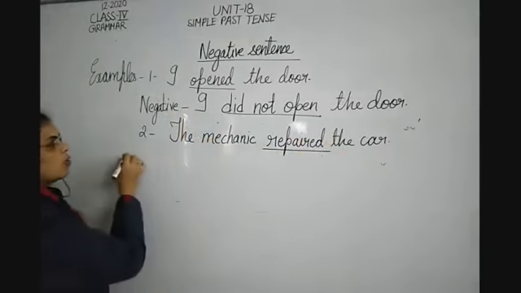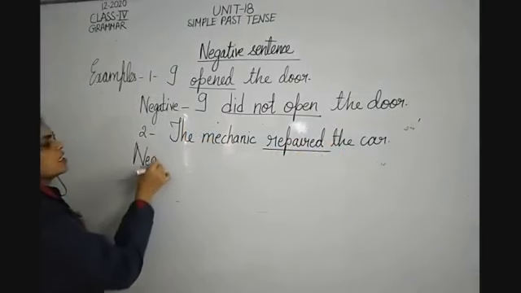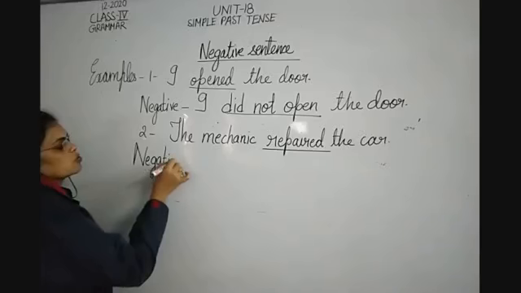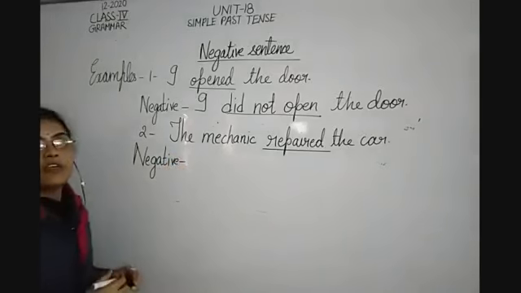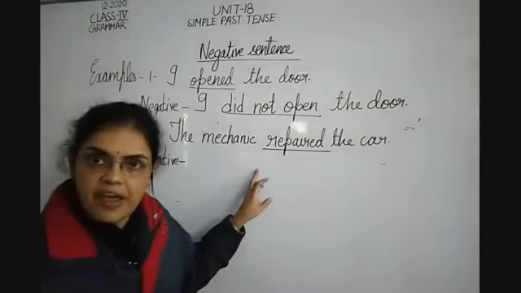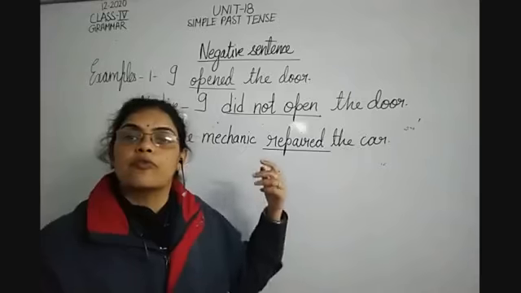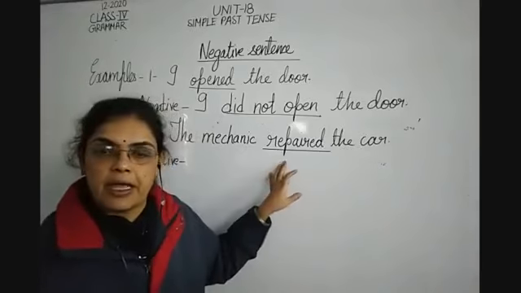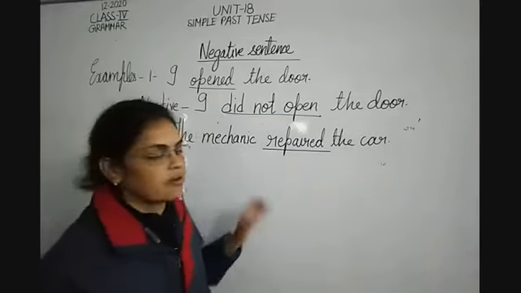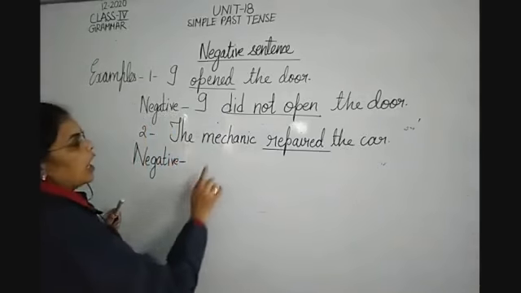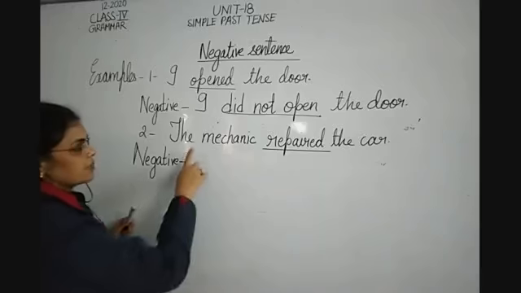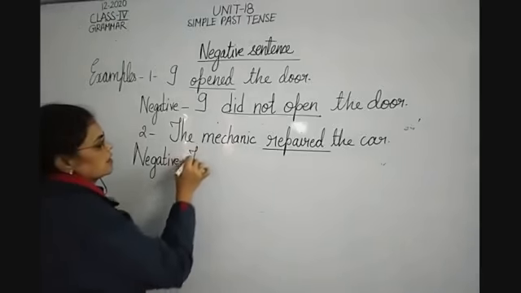So now if you want to change this into the negative sentence, what are we going to do? First of all we need to identify and underline the verb. We have got repaired. Now what is the root form of the verb repaired? That is repair. We will remove ed from it. Fine. So now what is the subject? The subject is the mechanic.